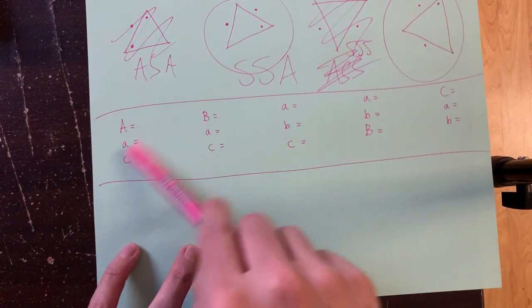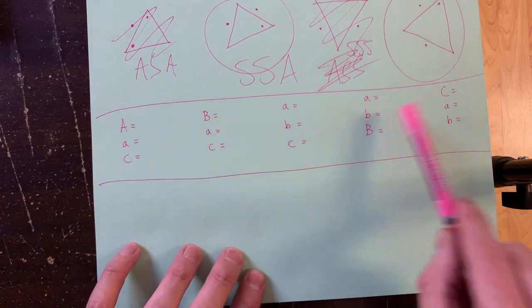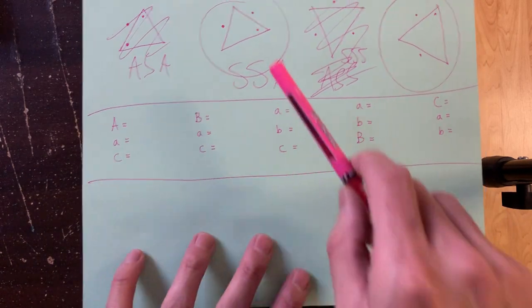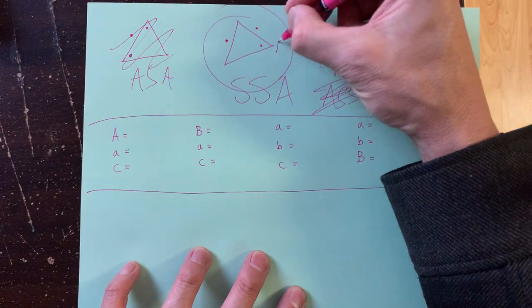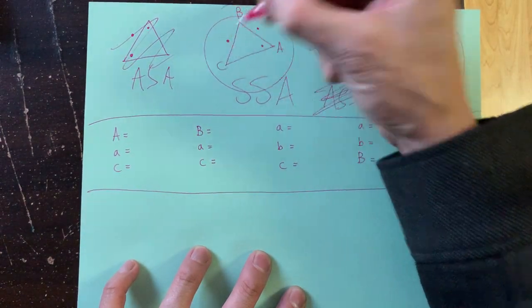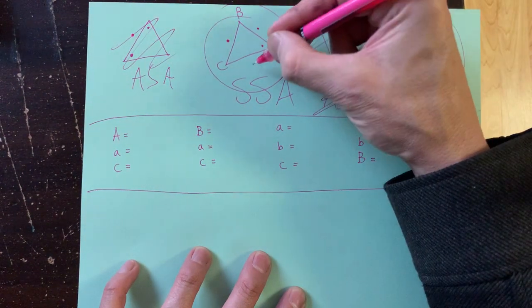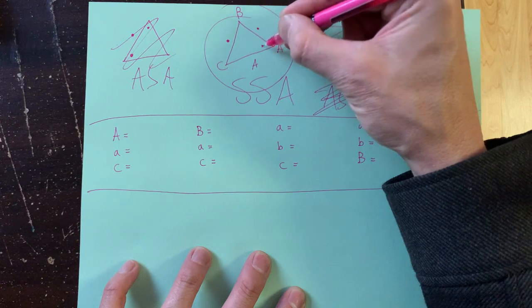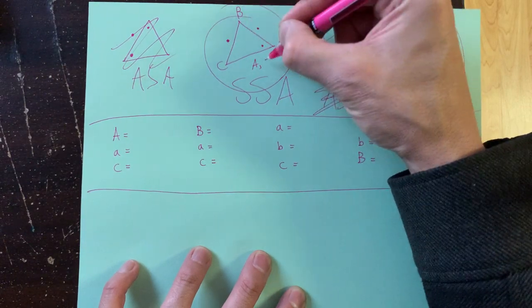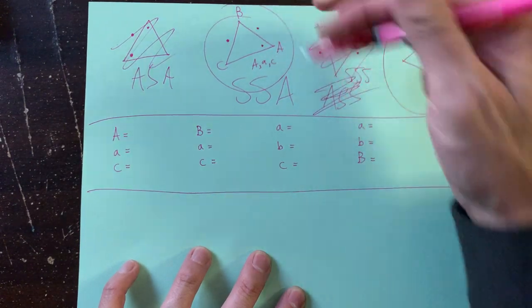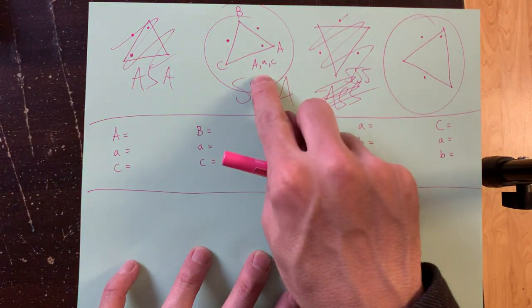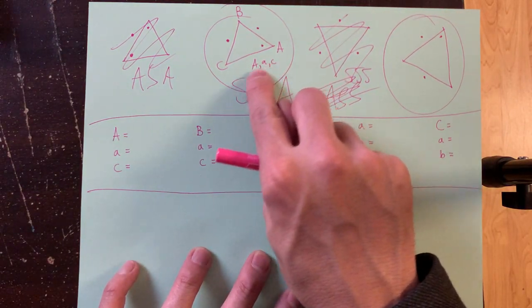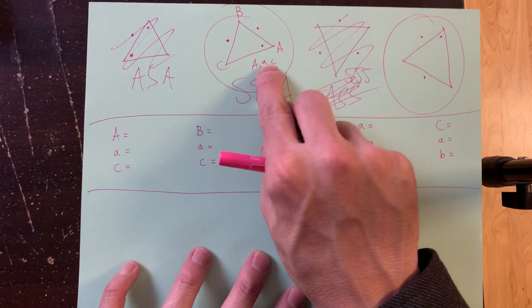What if you have just the information? Which of these is the ambiguous case? So notice here, if I put A and B and C, then I'm given big A, the angle, I'm given little a, and I'm given little c. So it's the ambiguous case when you have two of the same letter, one uppercase, one lowercase.